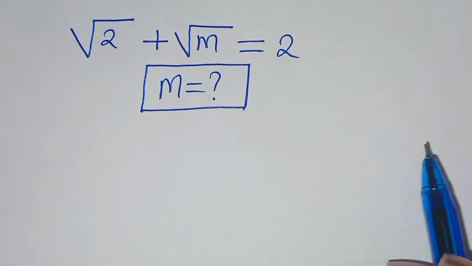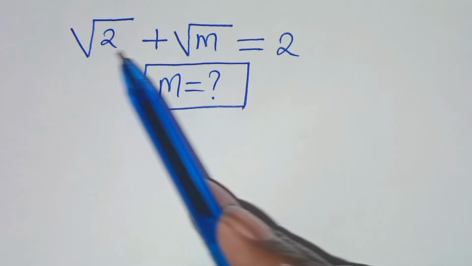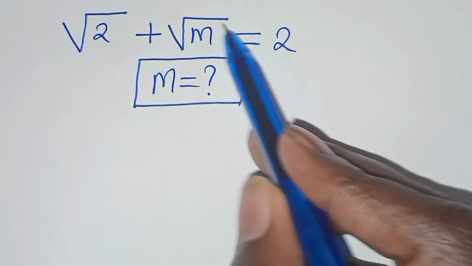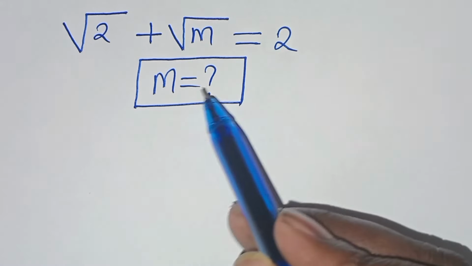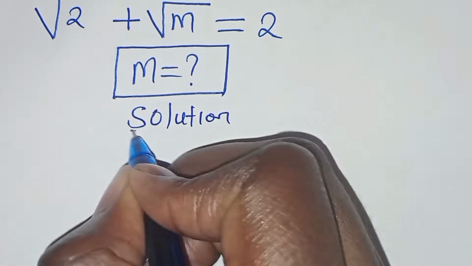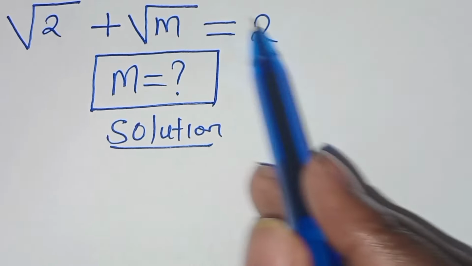Hello everyone, you're welcome to solve this nice square root math problem: the square root of 2 plus the square root of m is equal to 2. So what is the value of m? Let's begin the solution from here.